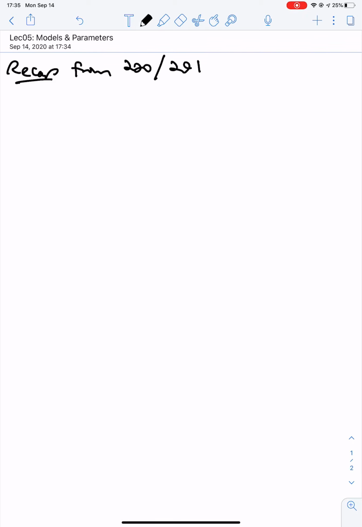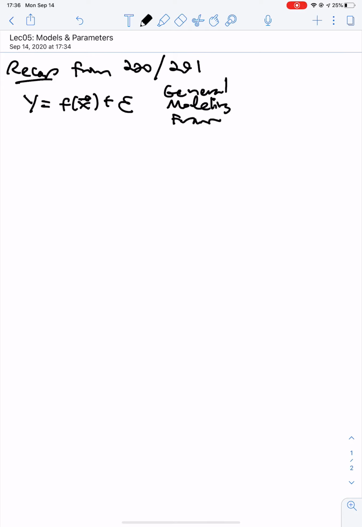You've seen regression in these classes, but let's look at regression in a slightly different way. Y equals f of x plus epsilon. This is the general modeling problem, or I should say the general modeling framework. So 1, we have a y outcome variable of interest, an outcome variable that we want to explain.